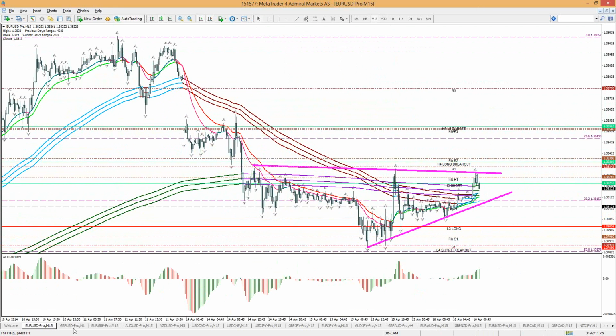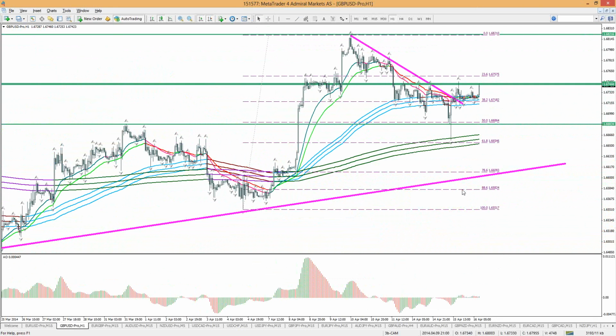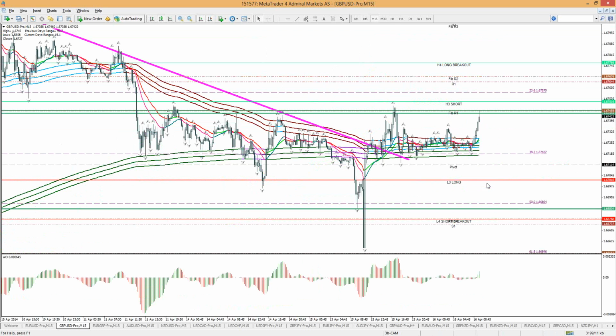Let's take a look at the pound dollar. Pound had a massive move up here from the 61.8. Big bounce. Was looking today for the hook back. Doesn't seem though that we're getting that. I had the entry order at 06 right here in between the pivot and L3 long. And unfortunately it doesn't seem like we're getting that far.